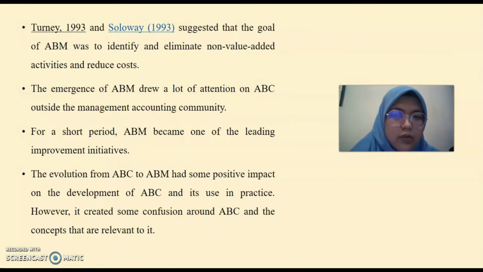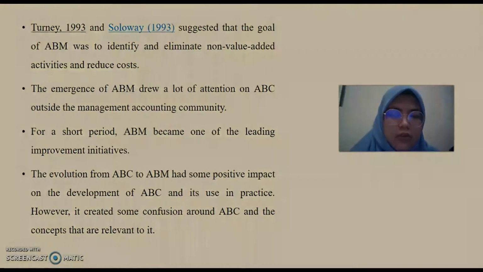The emergence of ABM drew a lot of attention to ABC outside the management accounting community. For a short period, ABM became one of the leading improvement initiatives. The evolution from ABC to ABM had some positive impact on the development of ABC and its use in practice. However, it created some confusion around ABC and the concepts that are relevant.